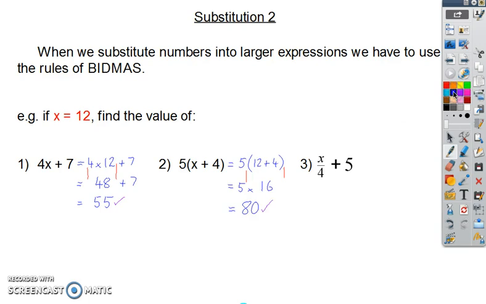Last but not least, x over 4 plus 5. It's always worth remembering that you've got to divide by the bottom of the fraction. Okay, x over 4 plus 5. That's 12 divided by 4, and then add 5. Now then, we're going to do the 12 divided by 4 first. 12 divided by 4 is 3. And then add 5. That's 8. That's where you get your tick.